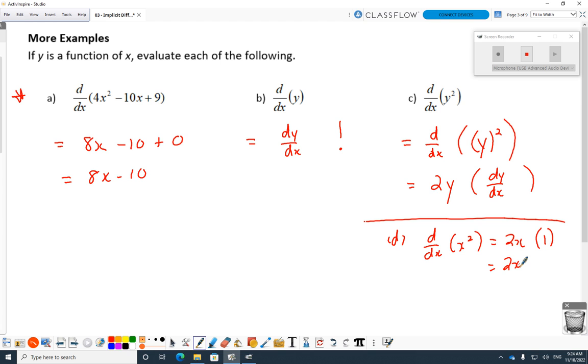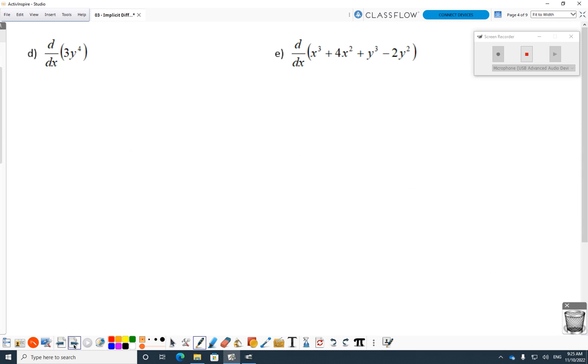All I did with the last one was do an old question the new way and see it's okay that we didn't have a method there. We didn't have to chain rule those. Well, let's try another one. d by dx of 3y to the 4th.